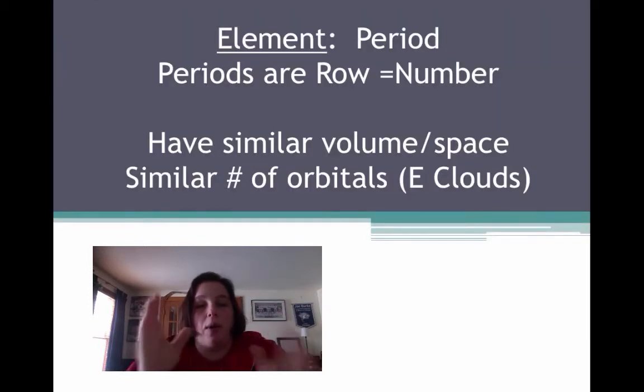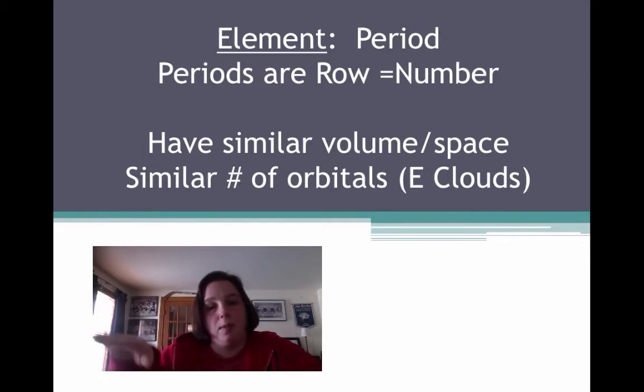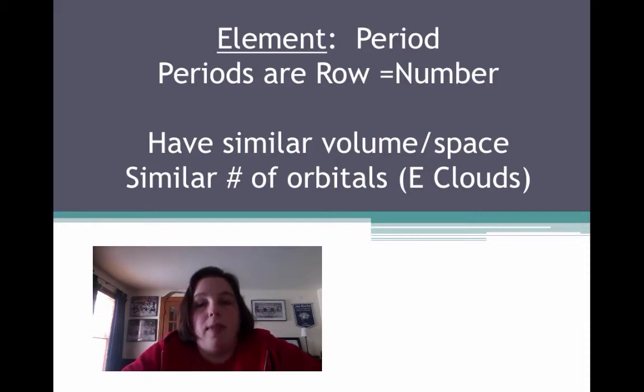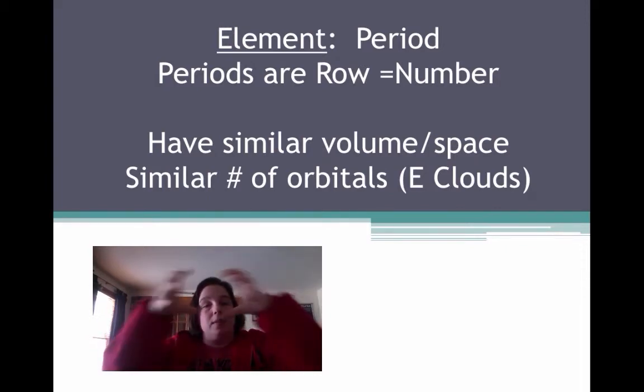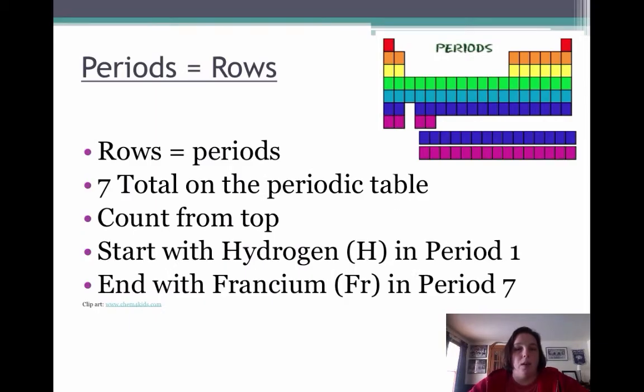So now that we talked about columns and we talked about groups and families, now of course we're going to talk about the row. So these are actually called periods. Periods are a row and they are reported out as a number. Now what do elements that are all in the same row or the same period have in common? Well, they all have a very similar number of orbitals, that electron cloud, so they all take up a similar amount of space there. So we said period is a fancy term for saying that it's a row. There are a total of 7 on the periodic table, and you count from the top.